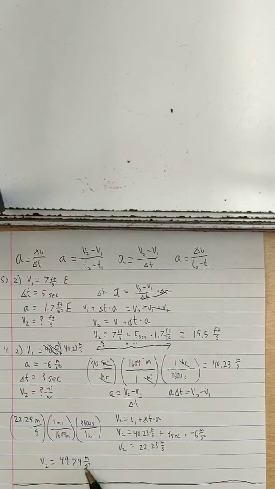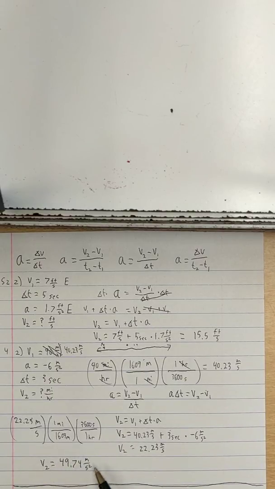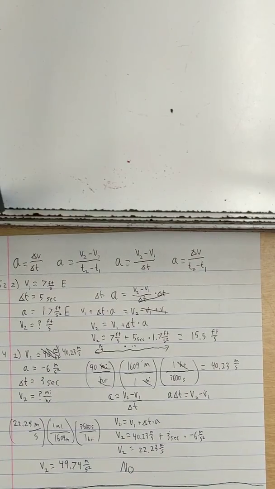So is he going above the speed limit when he passes the cop? No, this is below 65, so he was not speeding. So was the car above the speed limit? No, the car was not above the speed limit.